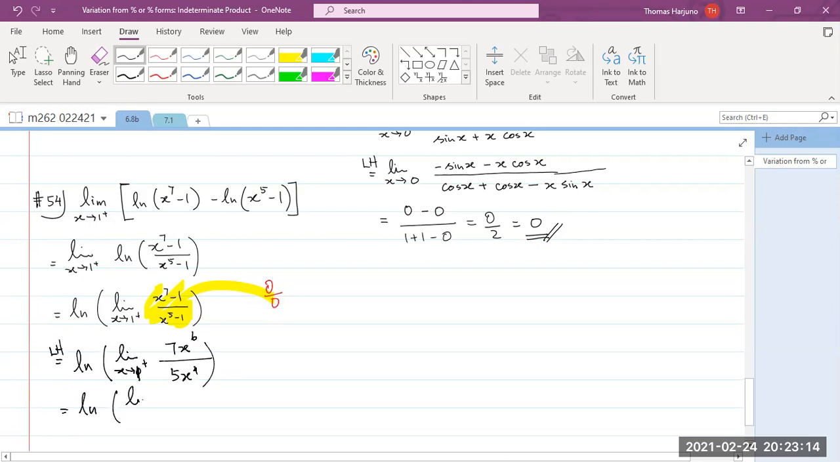Natural log of limit as x goes to, what am I doing? I can just plug in 1 right now. The limit's not going to 0. The limit goes to 1. So when I plug in x equals 1, I will get natural log of 7/5. Okay, long time not seeing easy questions.